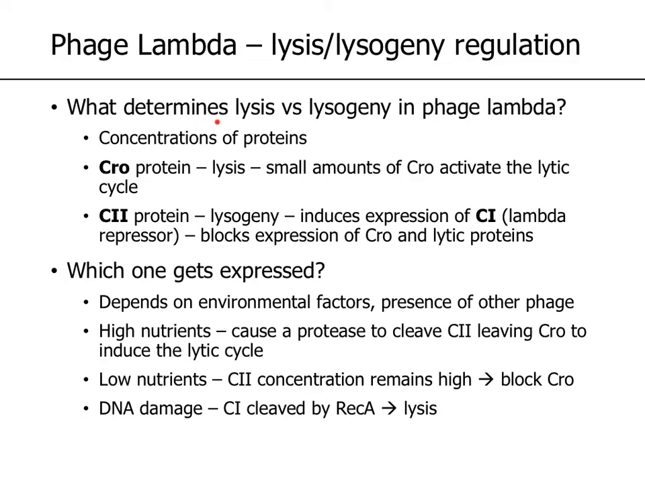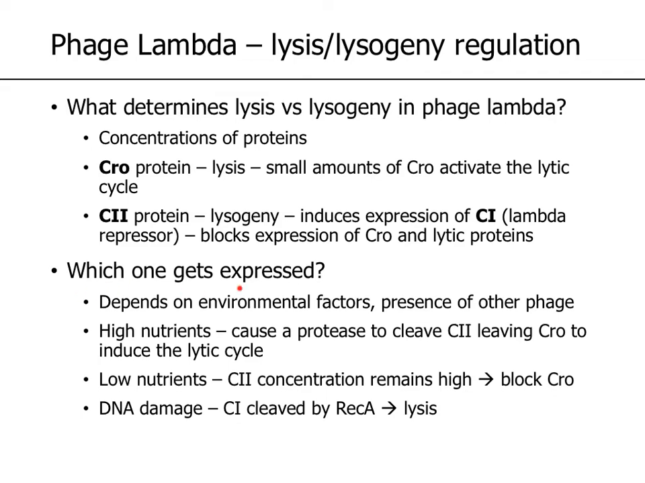So what actually determines this is the concentration of two different proteins. The CRO protein is the one that induces lysis, so small amounts of this CRO protein will activate the lytic cycle. This is versus the concentration of the C2 protein, which is the one that will have the phage enter the lysogenic cycle. C2, and we'll get into this, actually induces expression of C1, which is known as the lambda repressor. That is the one that blocks expression, like the other repressors that we've been talking about already. So this blocks expression of CRO and the lytic proteins along with it.